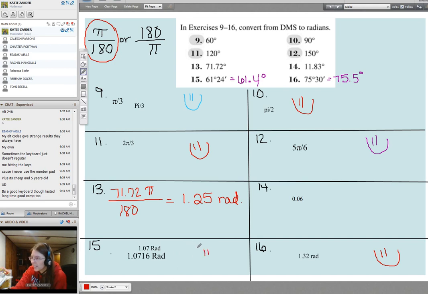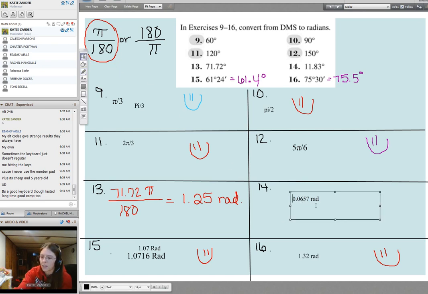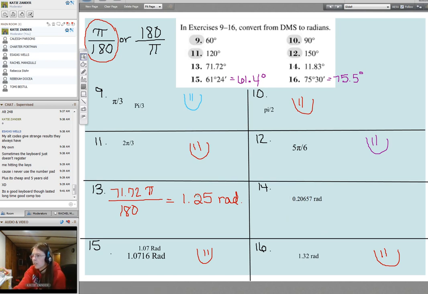Look at you guys go. For 14, I got 0.206, but let's check it out. 11.83 pi divided by 180, 0.206. So I'm just going to add a 2 right after that decimal. There we go. That looks good.